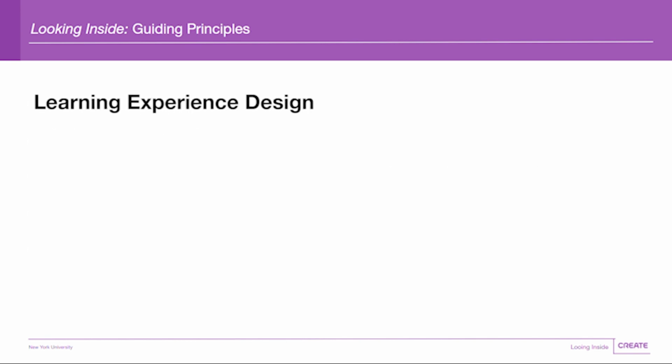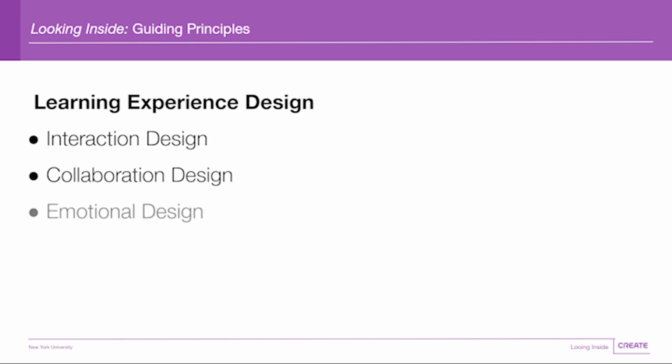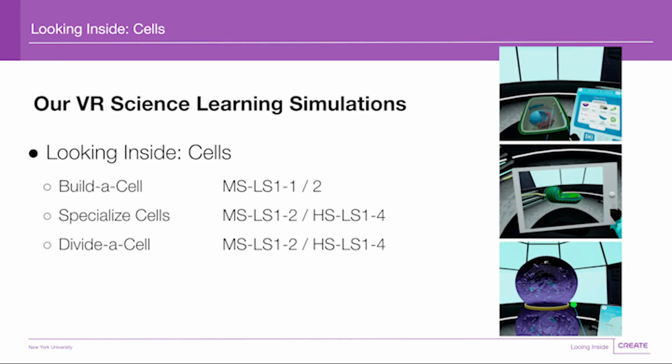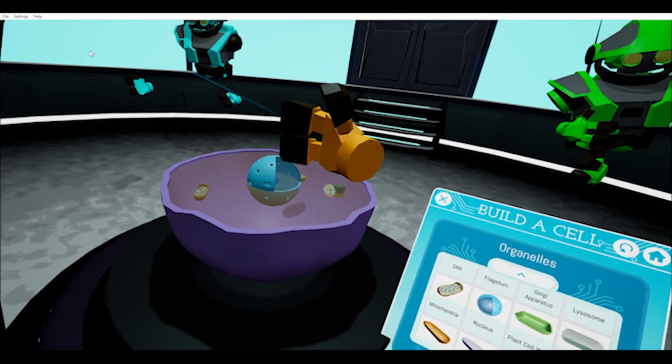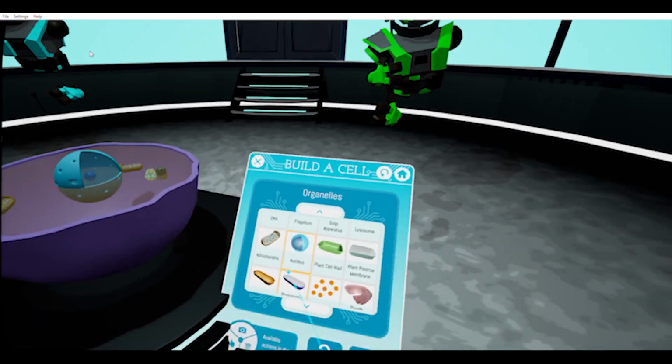Our learning experience designs emphasize meaningful user interactions, collaborative meaning making, and emotionally engaging interactions and audio-visual designs. Looking Inside Cells is broken into 3 main simulations. Build a Cell, in which students use organelles to create their own model of an animal, plant, or prokaryotic cell.